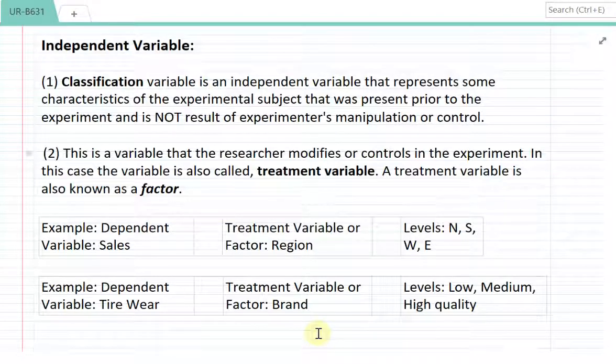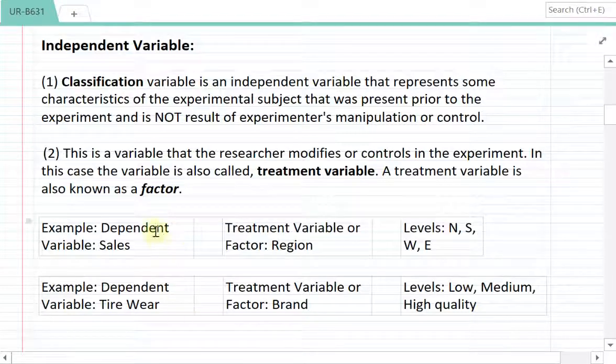So first example, we're looking at the dependent variable. That's actually what I'm collecting, let's say, for these different regions. So my dependent variable, my response variable, if you will, is sales. I'm looking at sales by regions. So region is going to become our factor or treatment. So notice this is not a pesticide. I have a region as a treatment. And these are the levels of that factor. Region: north, south, west, east. There are 4 levels of that.